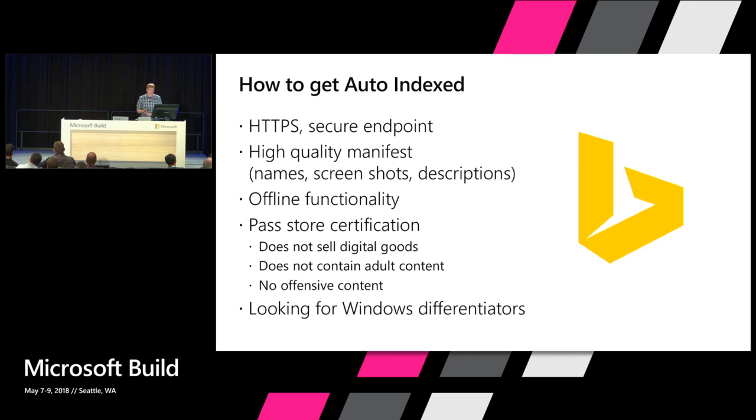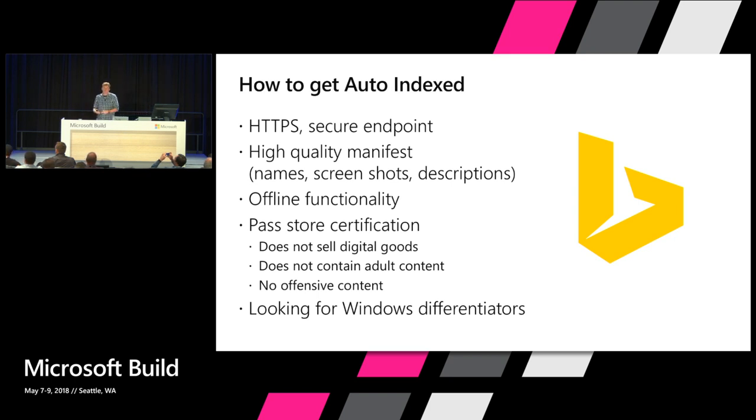First of all, of course, you have to be HTTPS to be found. You have to have a high quality manifest. So we showed some of the values at the beginning that we're looking for in a high quality manifest. We want to be able to show screenshots in a store. We want a description. So we're looking for those type of things in the manifest. Of course, it has to support offline functionality. It has to pass our store certification.